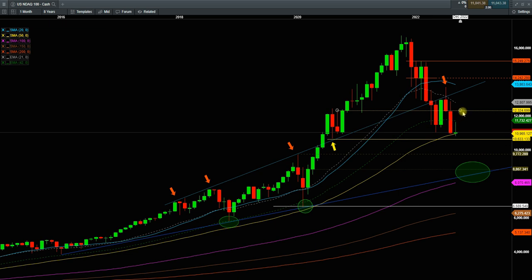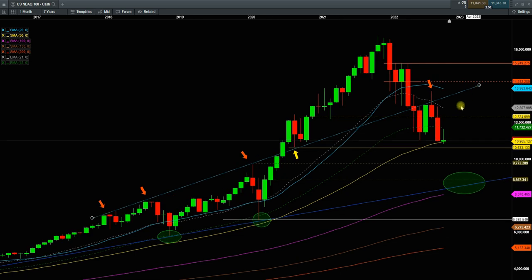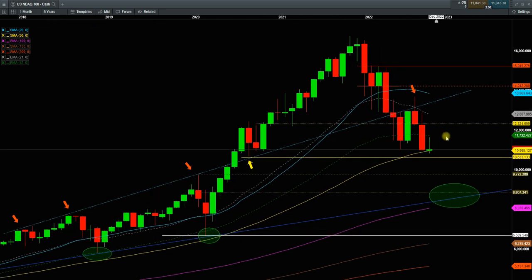I think we can get a maximum target of 12,000. Even if we get that one, I'm not sure, to be honest. But next week would be a pivotal point for the market.